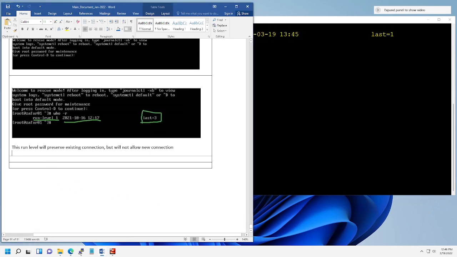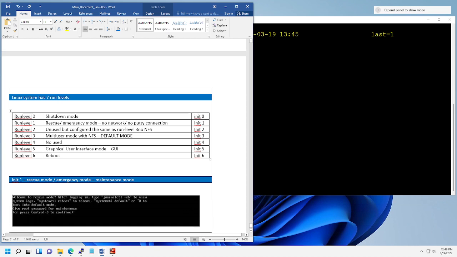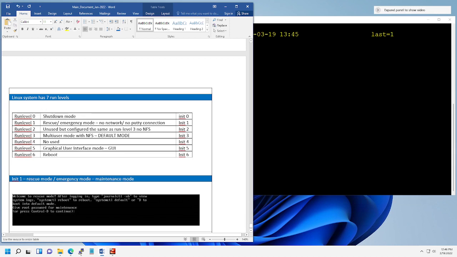And run level 3 is what? Run level 1. So run level 2 is not used here, but it's the same as run level 3, but with NFS, network file share. This one I'm not able to demonstrate here. Most of the time it's not even used at all. In my current environment, nobody is using run level 2. Same with run level 4. Nobody is using run level 4.